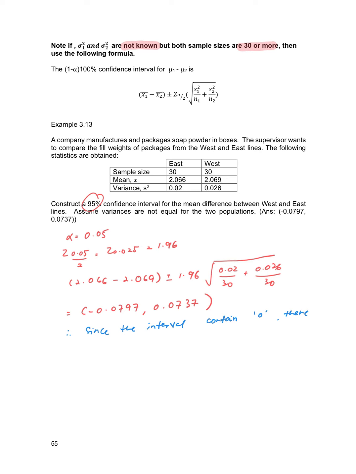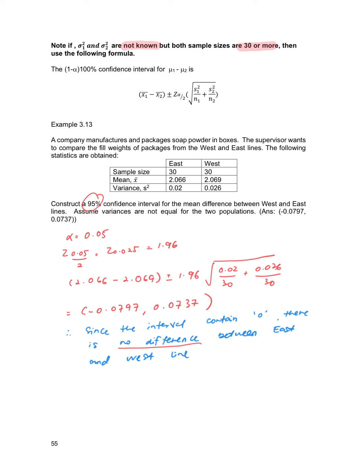there is no difference between east and west line. Okay, since the interval contains 0 value, there is no difference between east and west line in terms of the weight of package from west and east lah.